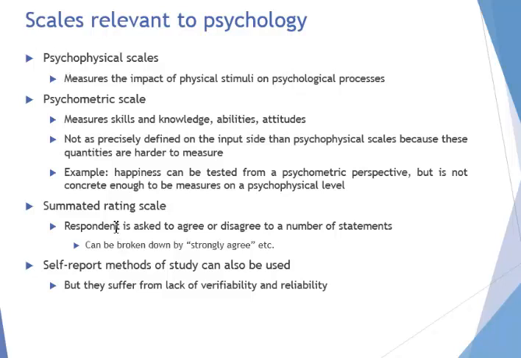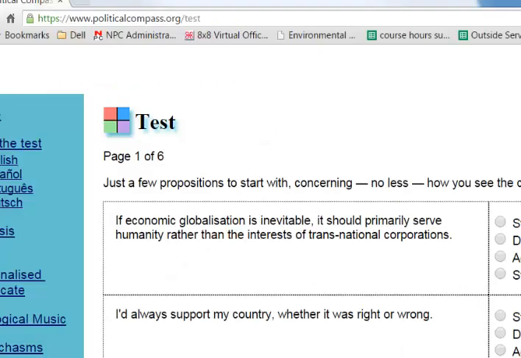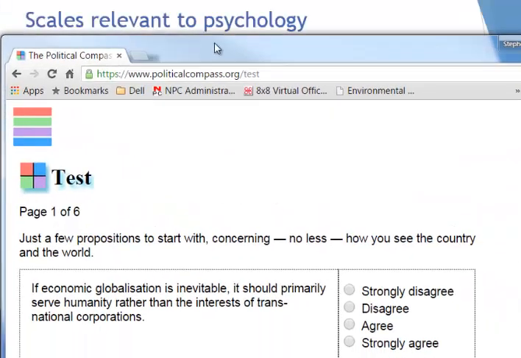numerical relationship. A summated rating scale is where the respondent is asked to agree or disagree with a number of statements, and you can have strongly agree, strongly disagree. One example of a summated rating scale would be the political compass survey that you can answer to see what your political opinions are. Here's the political compass.